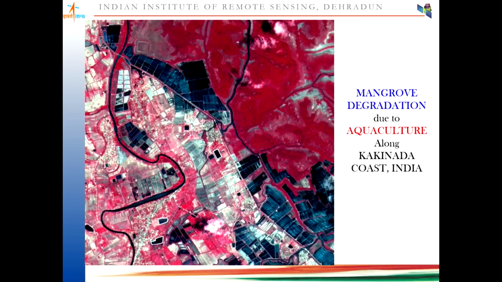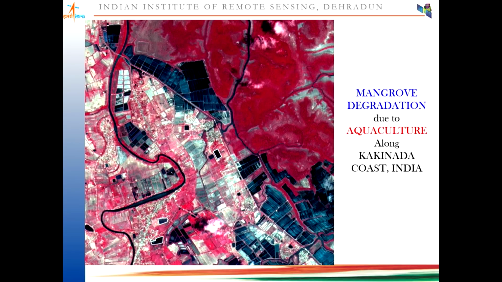For the satellite data, for example I would like to show you, this is the image along the Kakinada coast in Andhra. The red is the mangrove patches in the standard false color composite, so vegetation will come as red. You can see the mangrove degradation due to aquaculture along the Kakinada coast. All the aquaculture farms you can see as the black square areas.